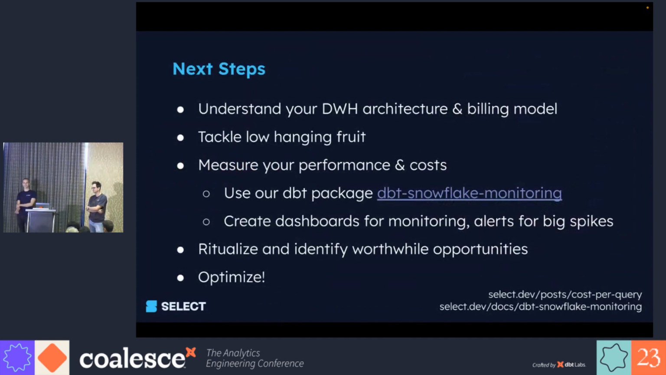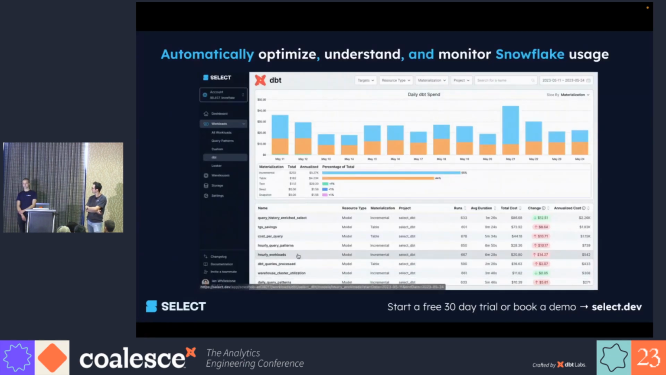Understand your data warehouse's architecture and billing model. It's really important that you understand how you're getting billed to make a really good effort towards reducing those costs. Next, tackle the low-hanging fruit. Just do a quick audit of your account. Make sure there's nothing crazy being set in the configuration. Next, measure your performance and your costs. You've got to understand where the costs are going in order to make a really good effort at reducing them. So you can use our dbt package, create some dashboards for monitoring, some alerts, and implement a ritual where you regularly check your costs. And then get to optimization once you identify some good opportunities.